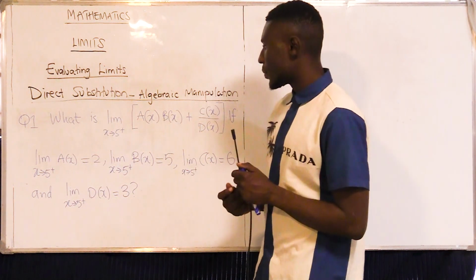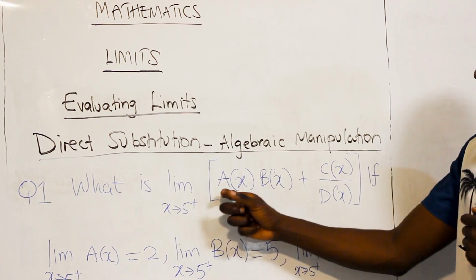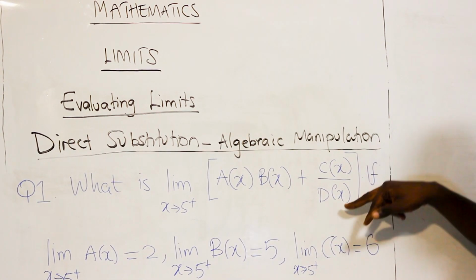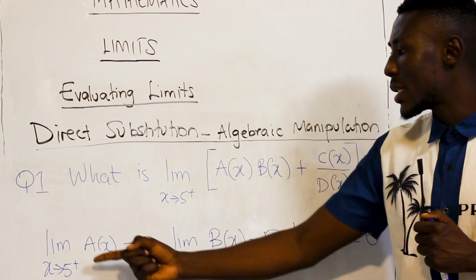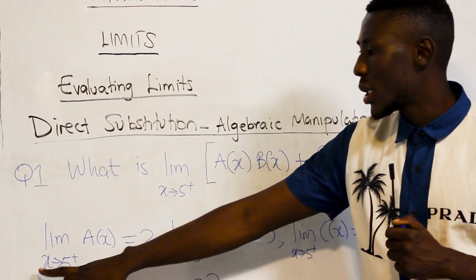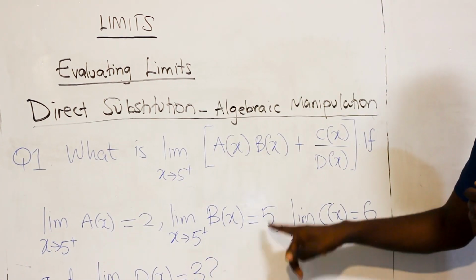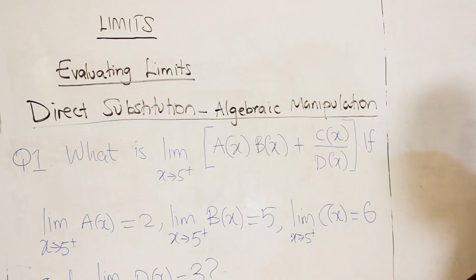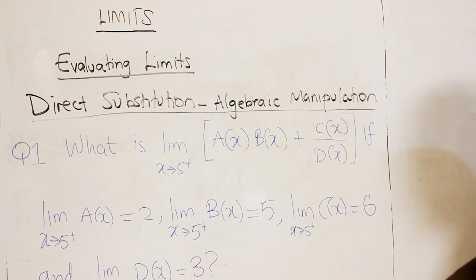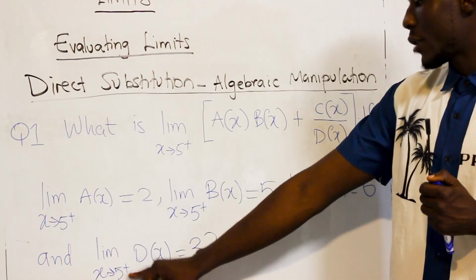what is the limit as x approaches 5 from the right of a function a of x times the function b of x plus the function c of x over d of x, if the limit of the function a of x is approaching 2 as x is approaching 5 from the right, b of x is approaching 5 as x is approaching 5 from the right, c of x approaching 6 as x is approaching 5 from the right, and d of x approaching 3 as x is approaching 5 from the right.